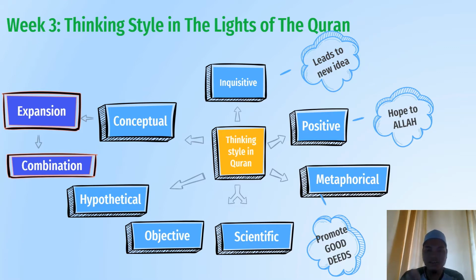The circle, thinking style in the Quran, I put in the middle, and around it there are inquisitive, positive, metaphorical, scientific, objective, and so on. So I can tell all of you that everything is in the Quran, so we need to follow the Quran. Going back to the Quran in thinking is a must for us as Muslims.